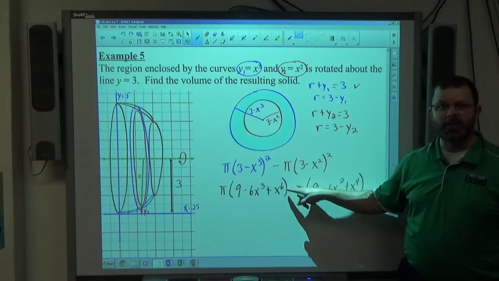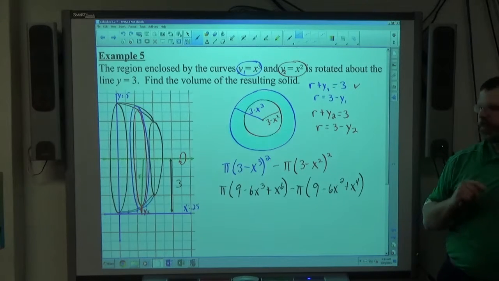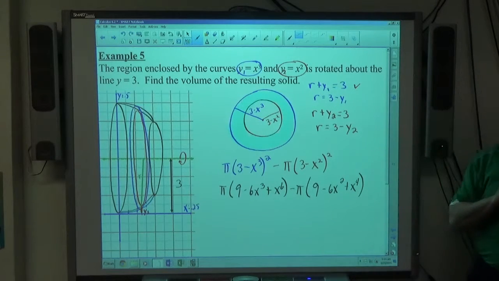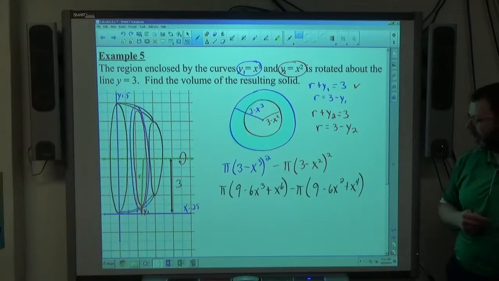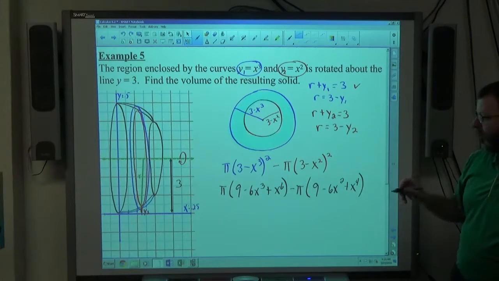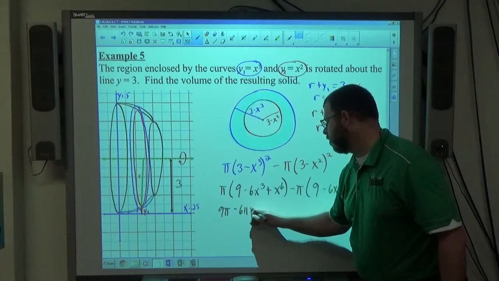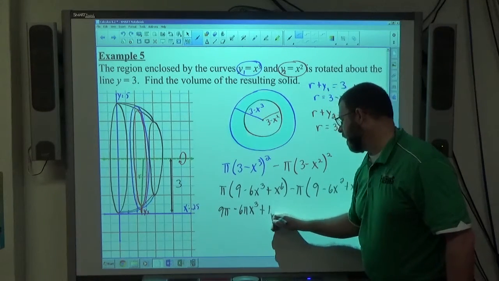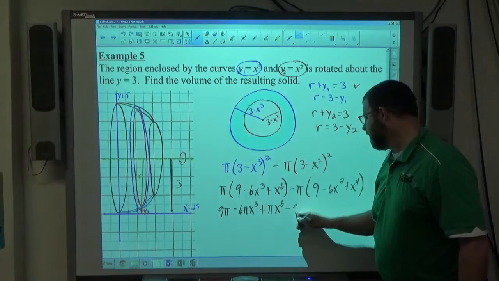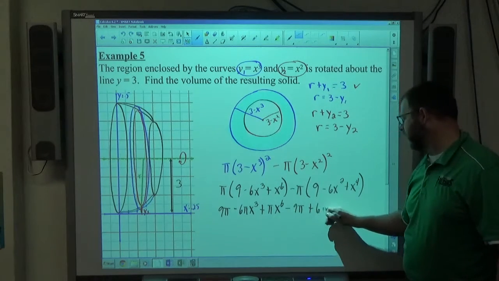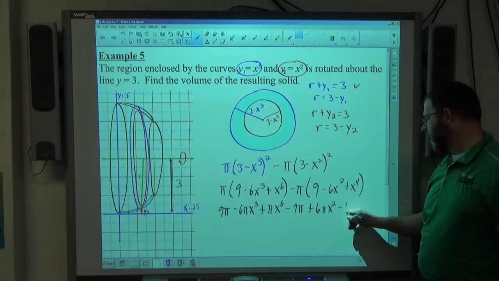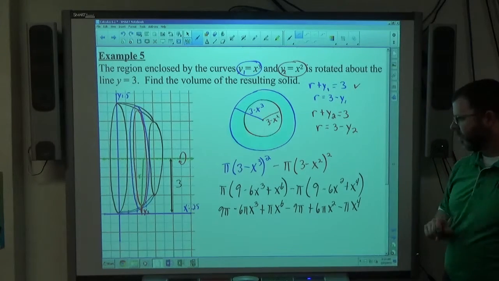X cubed squared is x to the 6th, not x to the 9th. All right? So just simple little housekeeping things from algebra that we may or may not have remembered are going to be happening here. I'm distributing pi through each one of these. So I'm going to get 9 pi minus 6 pi x cubed plus pi x to the 6th minus 9 pi plus 6 pi x squared minus pi x to the 4th.